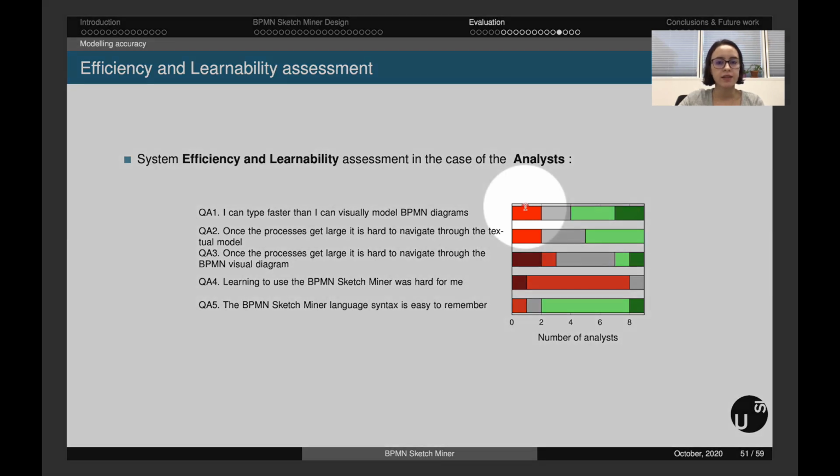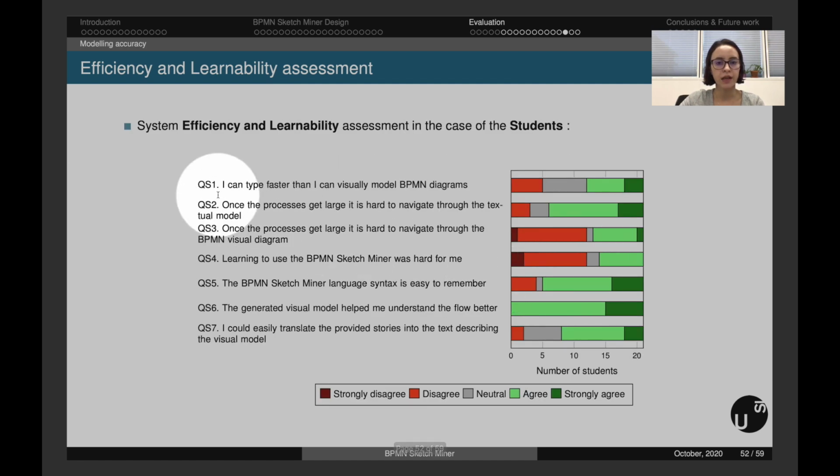We can see here that almost all of the analysts agree with the fact that they can learn the BPMN Sketch Miner very easily. It is the same for the students, where, for example, all of them agree with the fact that the visual output was very helpful for them in order to understand the flow of the process.